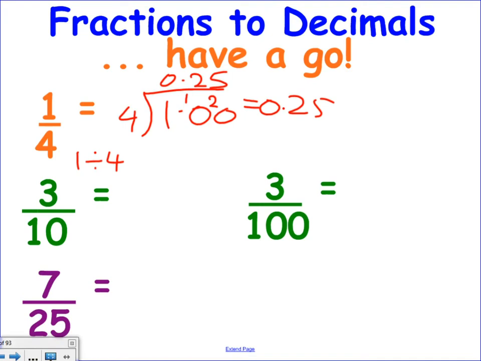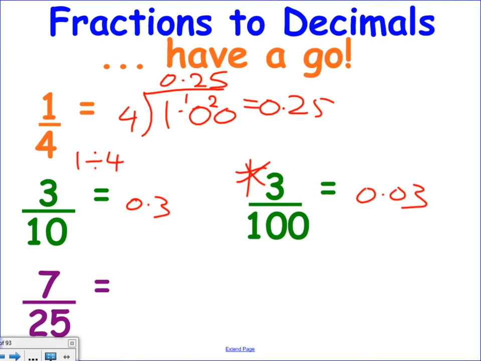3/10, what's that as a decimal? 0.3, because that's what it means. 0.3 is 3/10. What's 3/100ths? Good. 0.03. One of their favourite questions. They'll trick you and trick you and trick you with that one all day long. Okay? Because it relates to percentages.